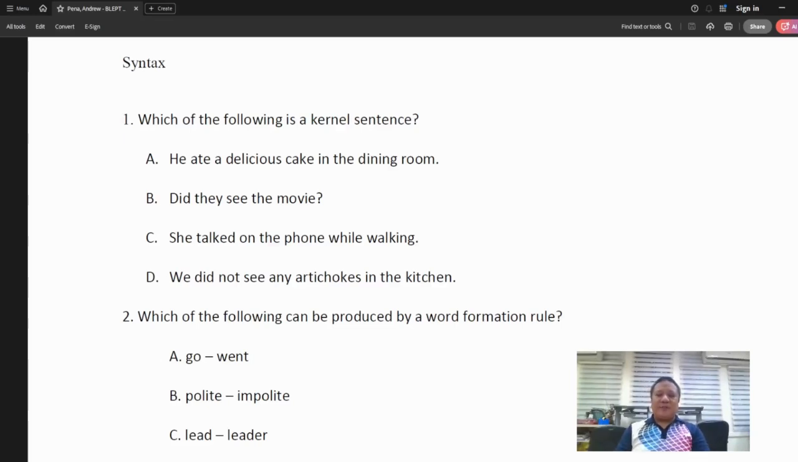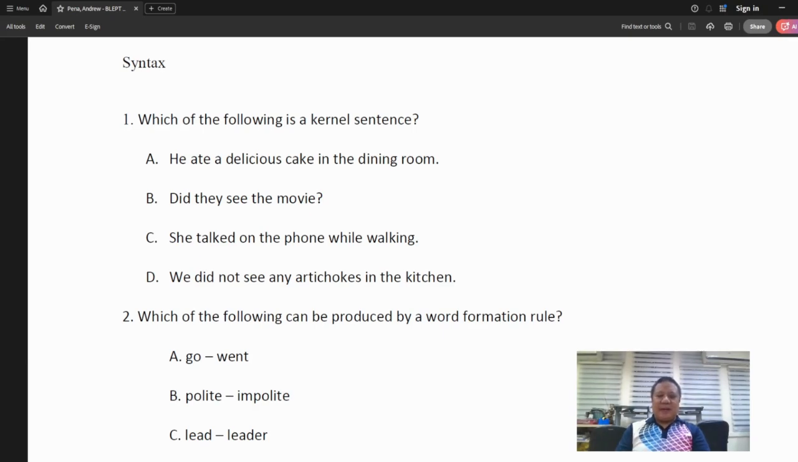Let's now talk about syntax. Number 1, which of the following is a kernel sentence? A. He ate a delicious cake in the dining room. B. Did they see the movie? C. She talked on the phone while walking. D. We did not see any artichokes in the kitchen.